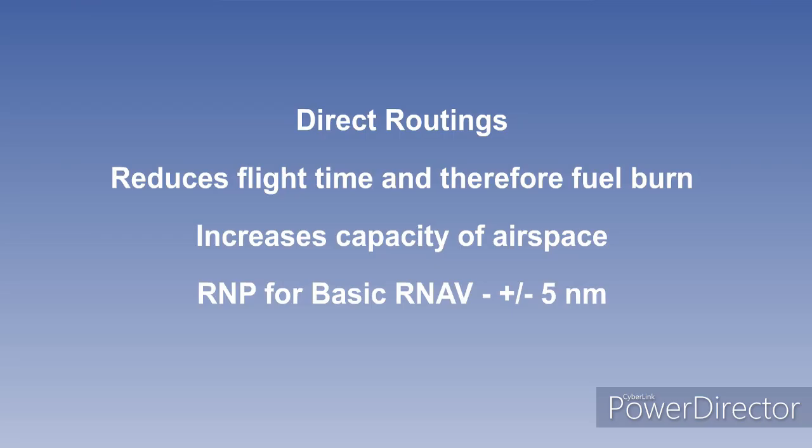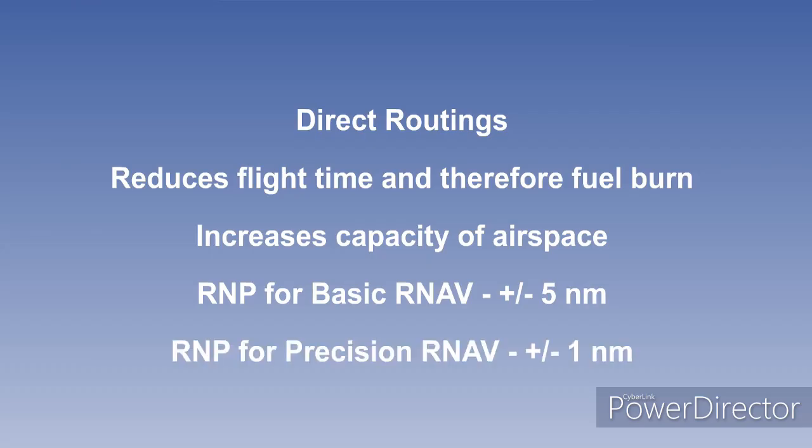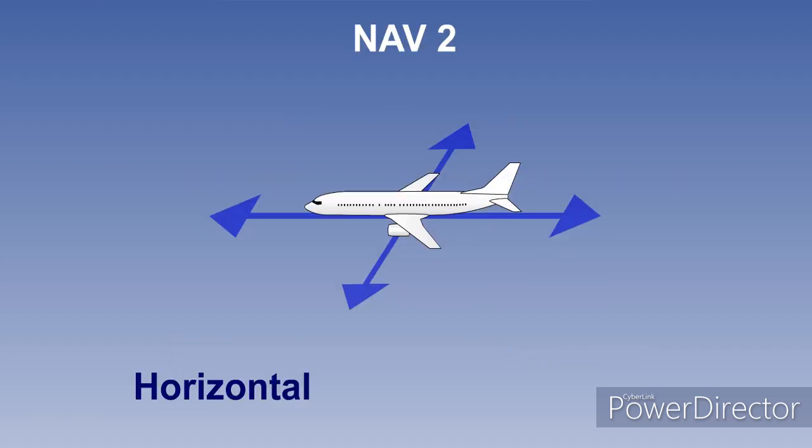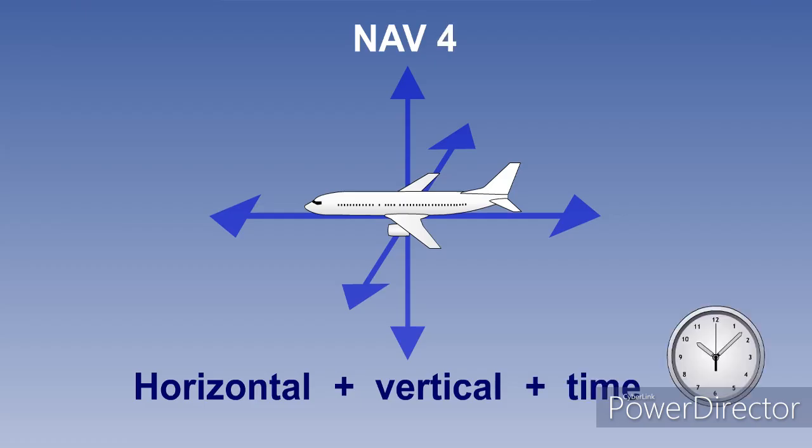The required navigational performance for basic RNAV is plus or minus 5 nautical miles. For precision RNAV, it is plus or minus 1 nautical mile. There are 3 levels of capability, and an aircraft must have the required level of equipment. 2D is horizontal guidance, using phantom stations created from VOR DME stations. 3D RNAV adds guidance in the vertical plane, and 4D includes a timing function.